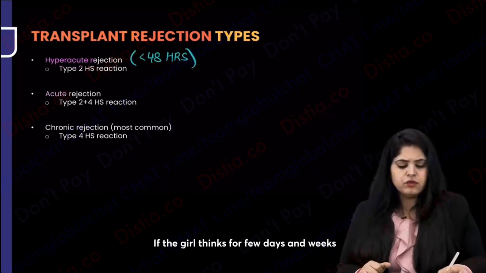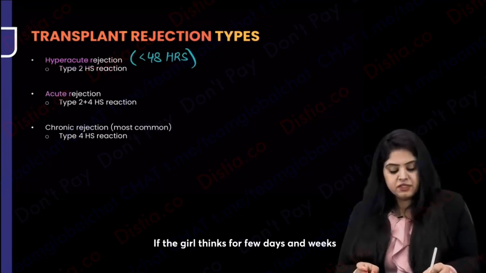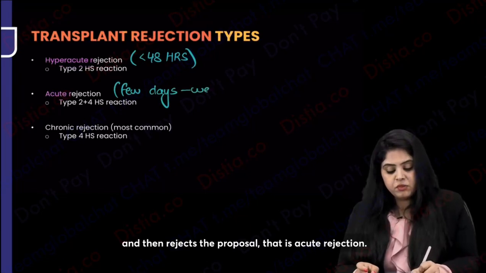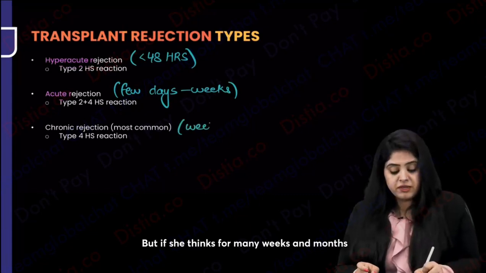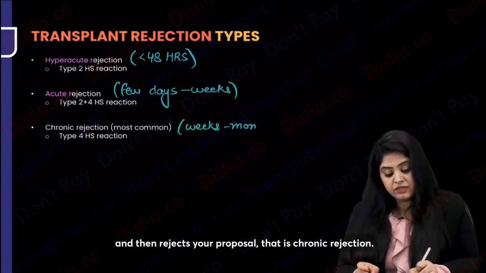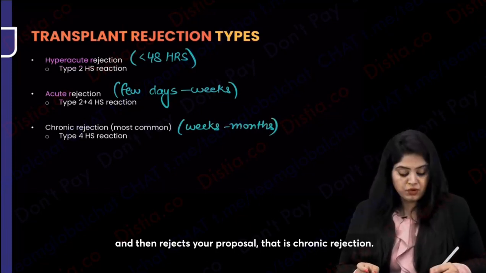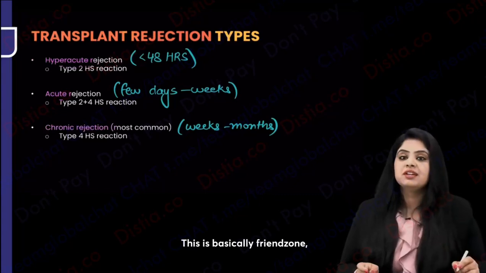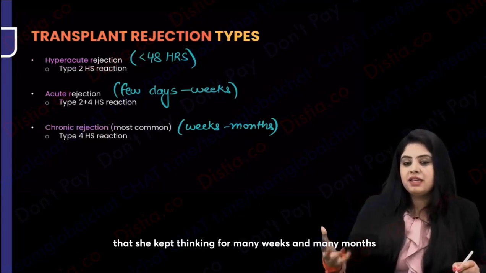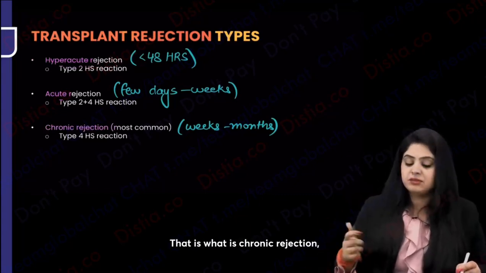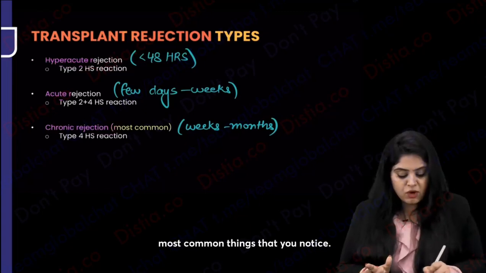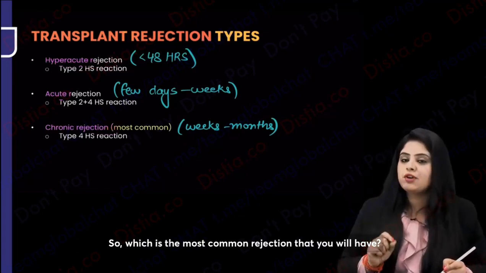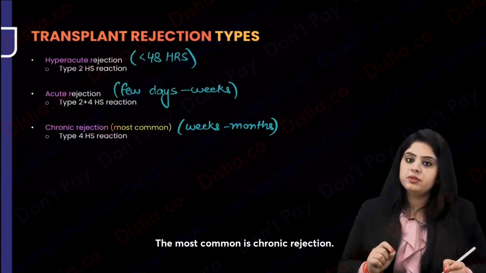If the girl thinks for a few days and weeks and then rejects the proposal, that is acute rejection. But if she thinks for many weeks and months and then rejects your proposal, that is chronic rejection. This is basically the friend zone, that she kept thinking for many weeks and many months, and after that she friend zoned you. That is chronic rejection, which you see most commonly. Friend zoning is one of the most common things that you notice, right? So which is the most common rejection that you'll have? The most common is chronic rejection.